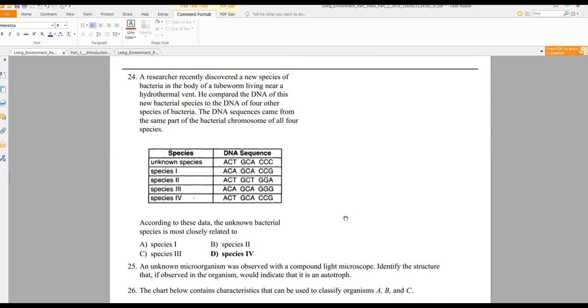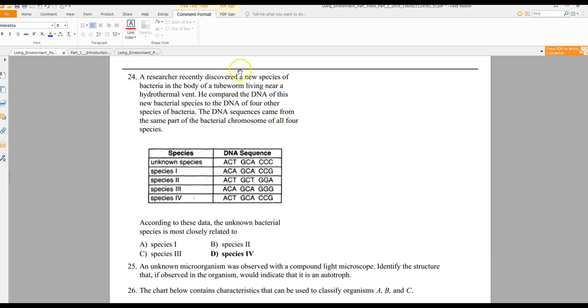This is called biochemical comparison. You already know DNA sequencing. This is the DNA strand, so this is comparing DNA strands. Again, this question is probably asking about which species is closely related to each other. So let's see. Start from the top.